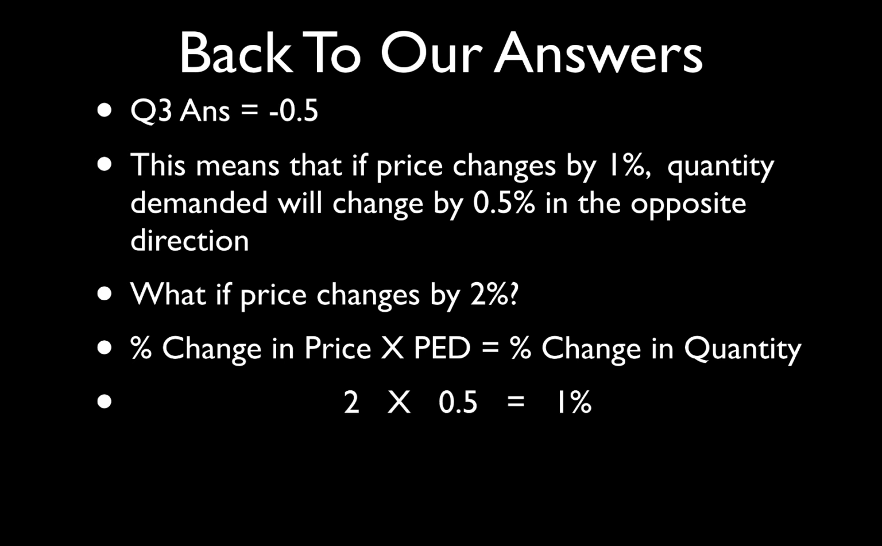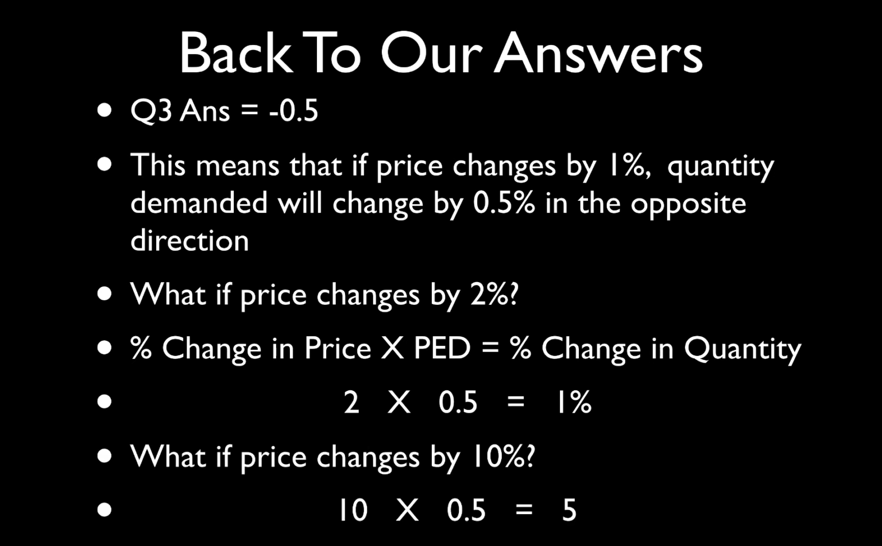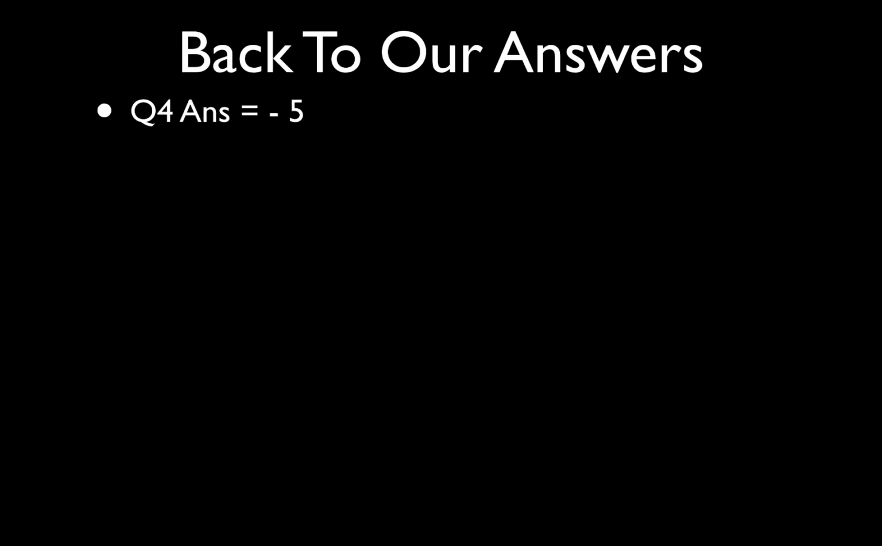So it's 2 by 0.5, which is 1%. What if price changes by 10%? Well, it's 10 by 0.5, which is 5%. And again, in the opposite direction to the change in price. That's what we're saying. An answer for question 4 was -5.